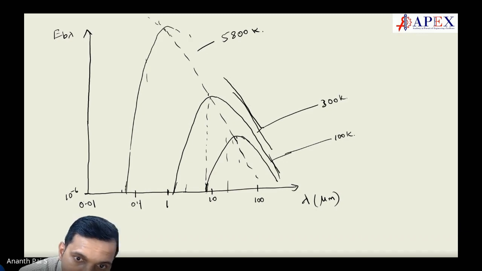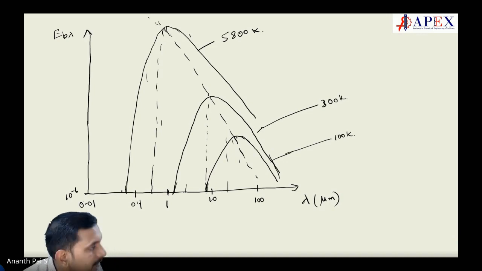This is around 5,800 Kelvin. The maximum comes to around visible radiation, at 5,800. What is that? It's the sun. The surface of the sun is at 5,800 Kelvin.